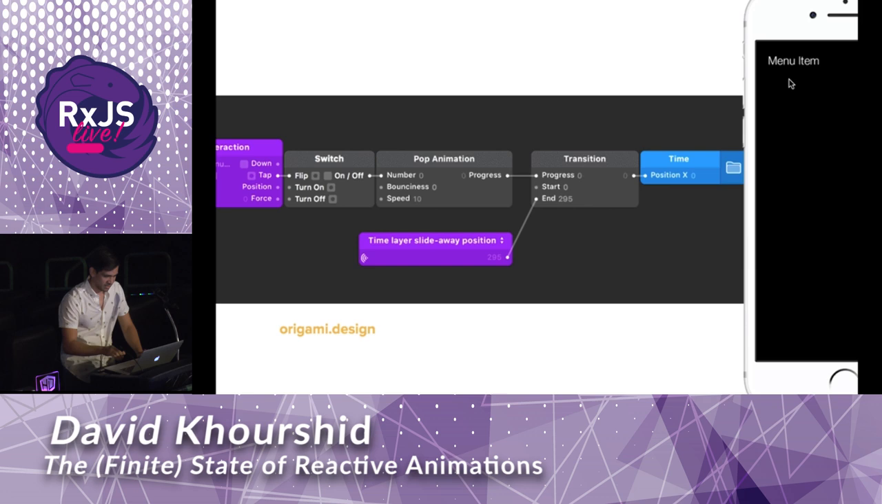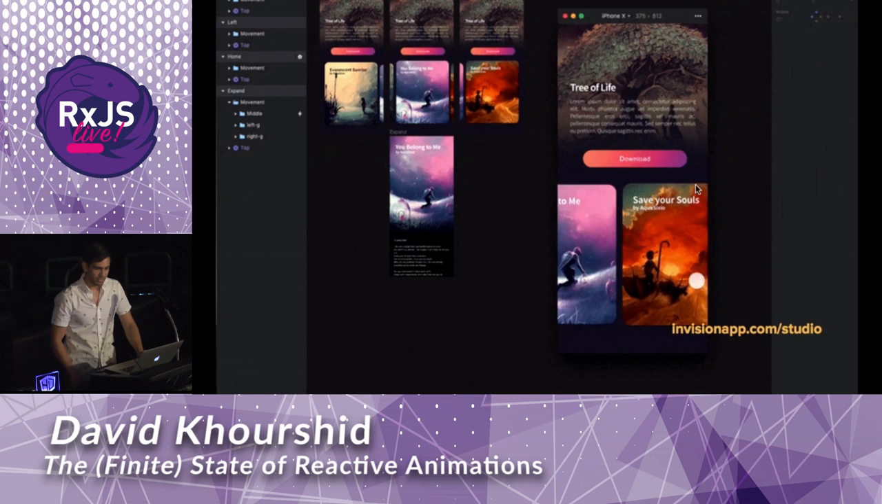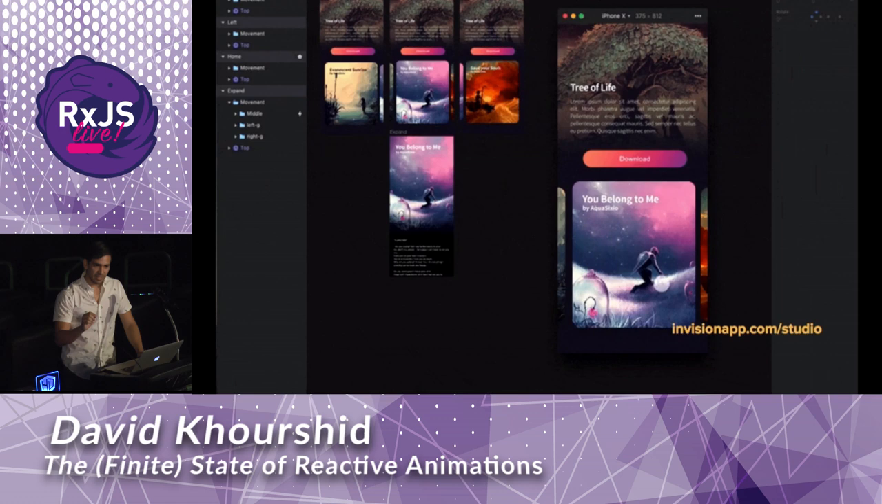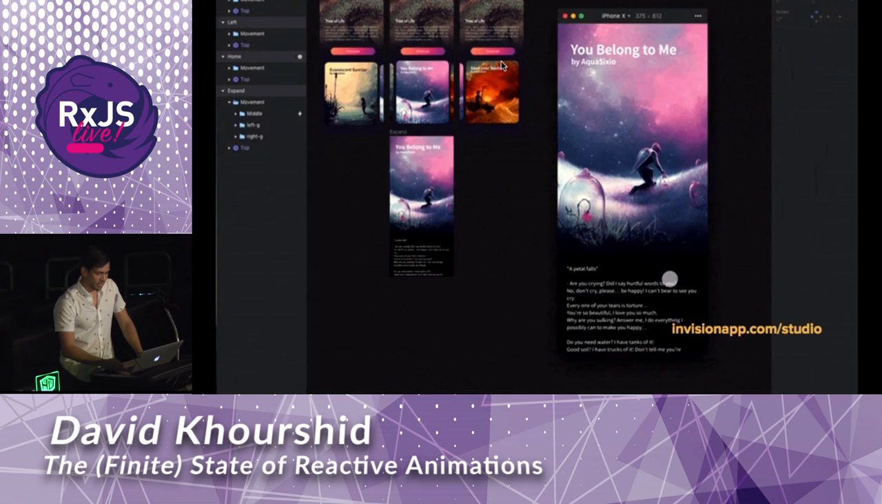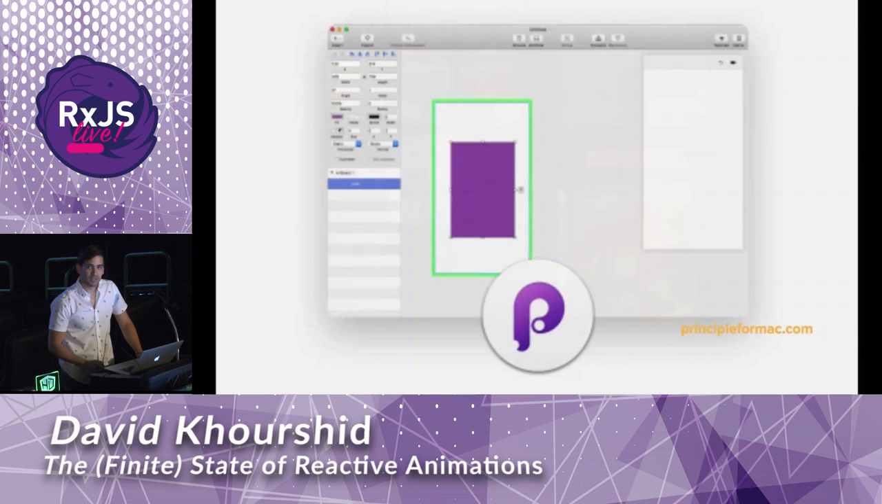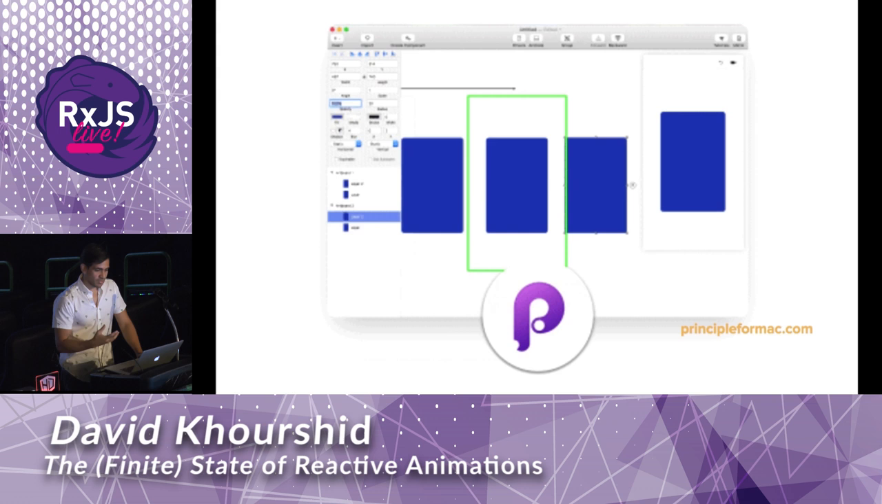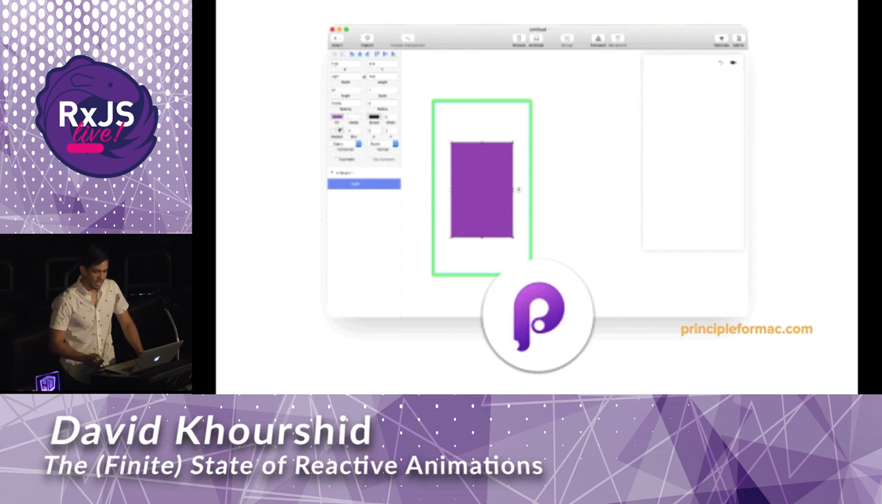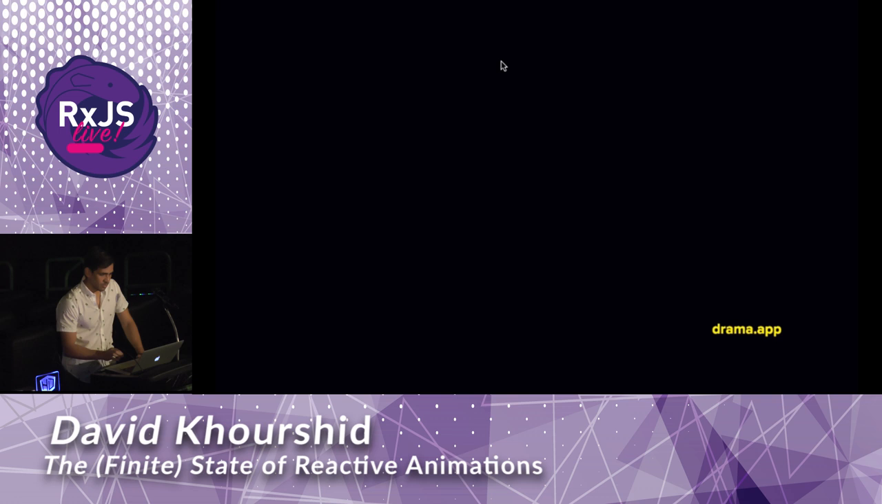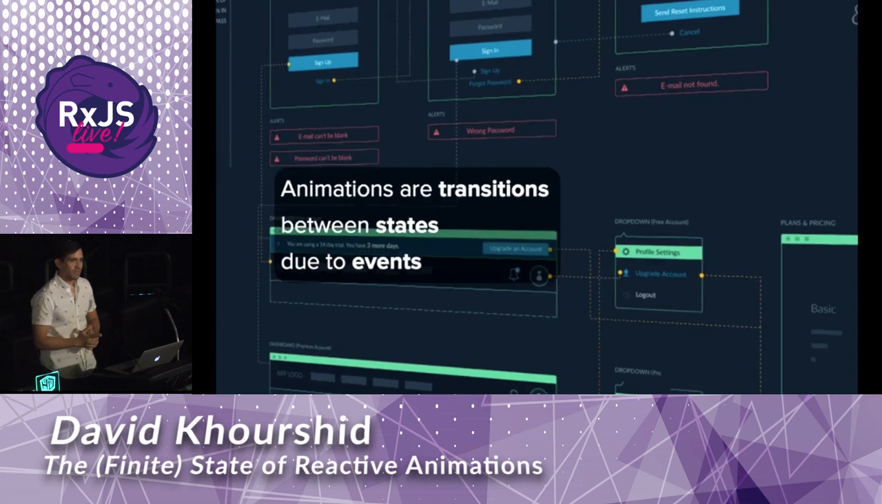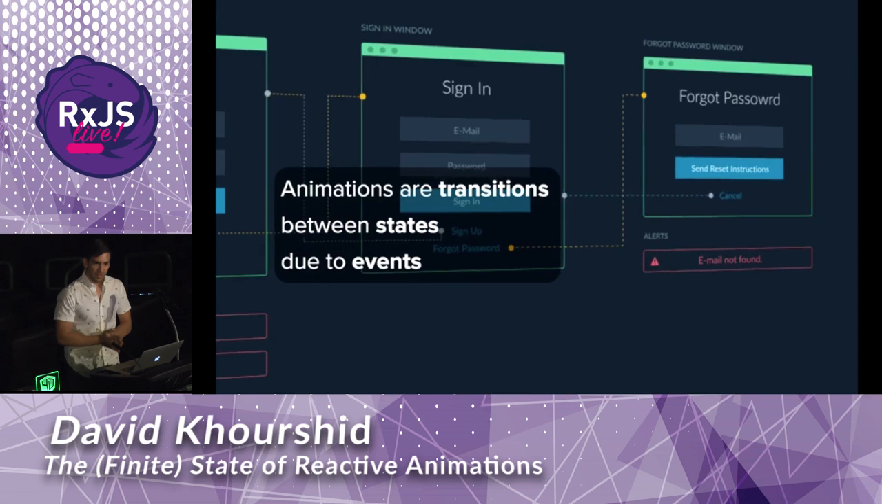Then there's Envision app, which is pretty recent. It came out within the last couple of years. It's the same idea, where you could interpolate between values. But I started noticing something. With animation tools like this, you describe each individual state of your app, and it will automatically go between those states, depending on what kind of interactions you program into it. Principle is the same way. It came out a bit earlier than Envision Studio, where you would set up each of the different states of your app, and it would just magically go between those states. And one of the newest animation tools out there is drama.app, which you can't see here because of the conference Wi-Fi, so just pretend that that's a really cool animation. Anyway, the idea is that animations are transitions between various states in our apps or our components due to events. And so this doesn't just describe animations, but it describes so much more.